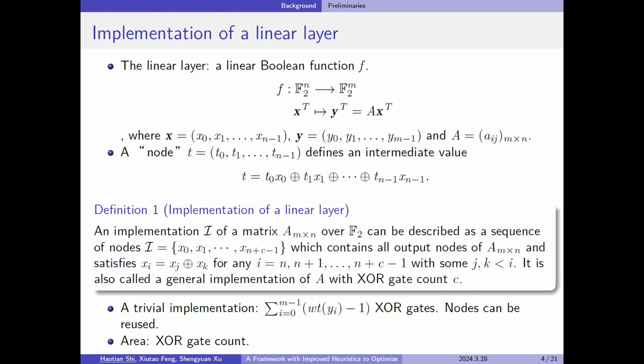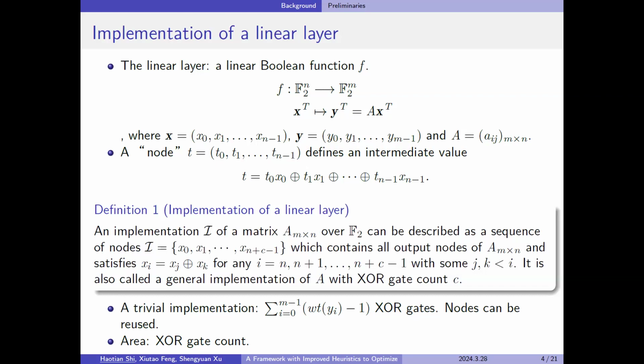And in the implementation, we use a node vector to define an intermediate value. That is, the node is actually the coefficient vector of the corresponding intermediate value. And the implementation of a linear layer is described as a sequence of nodes. The set of nodes contains all output nodes and satisfies xi equals xj xor xk, where j, k are smaller than i. That is, all output nodes are computed. It is also called a general implementation of A with XOR gate count C.